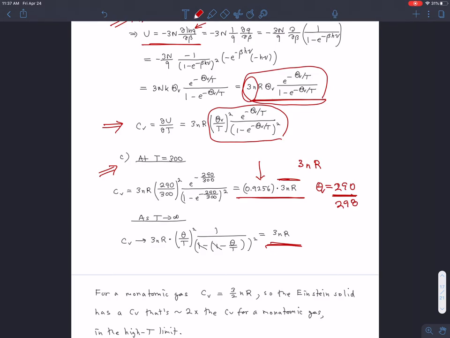And you can see that having the vibrational temperature being close to room temperature, or close to the temperature at which you're interested, puts you almost in the high temperature limit already. So you don't really have to be above the high temperature limit in order to be close to the high temperature limit for vibrational contributions to energy and heat capacity.